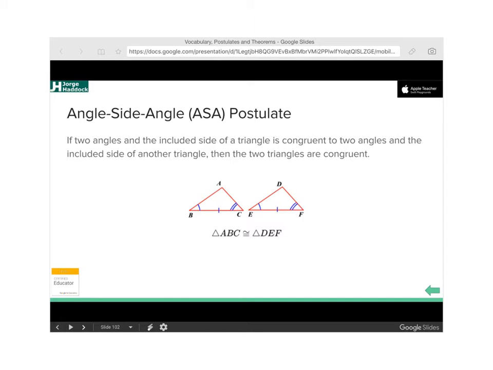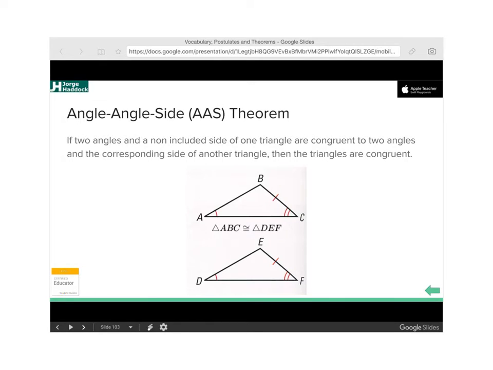Okay, and the last one that we're going to, well, that's the last one, right? The angle-angle-side theorem. In this case, if two angles and a non-included side of one triangle are congruent to two angles and the corresponding side of another triangle, then the triangles are congruent.